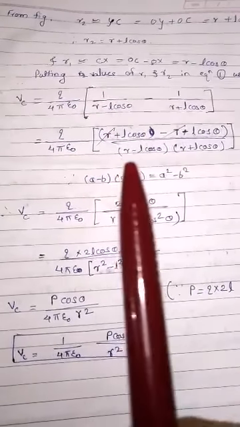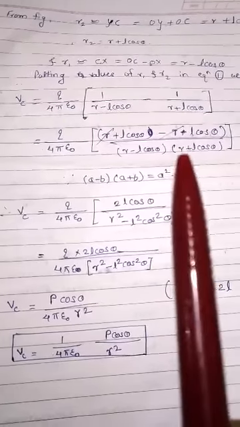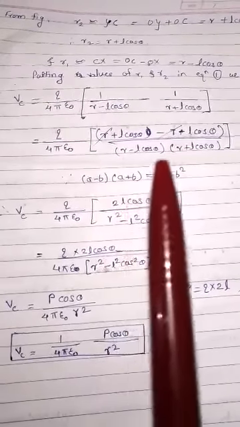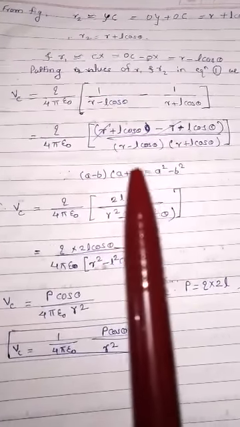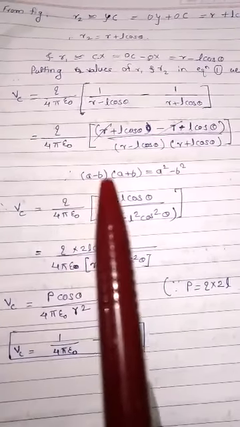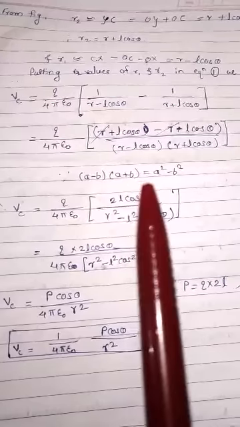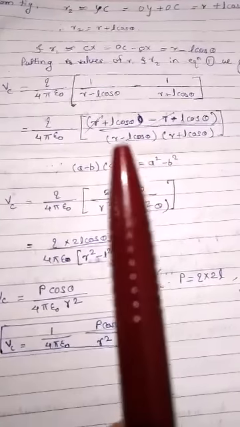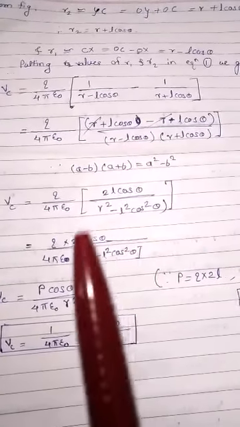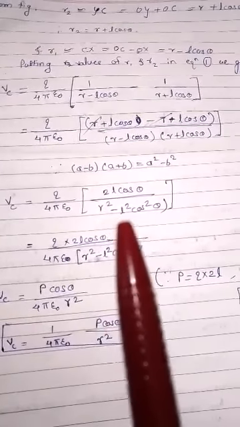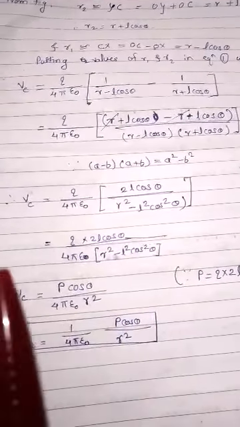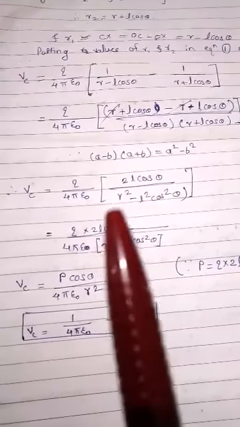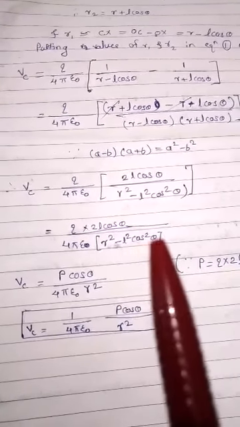In the denominator, we have the bracket R plus L cos theta and the bracket R minus L cos theta. Using the mathematical formula, bracket A minus B times bracket A plus B is equal to A square minus B square, where A is R and B is L cos theta, we get R square minus L square cos square theta. So Vc is equal to Q upon 4 pi epsilon naught, 2L cos theta upon R square minus L square cos square theta.